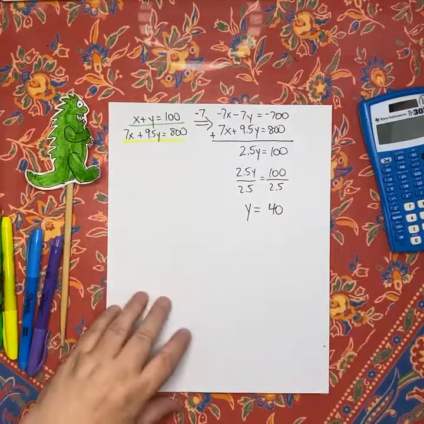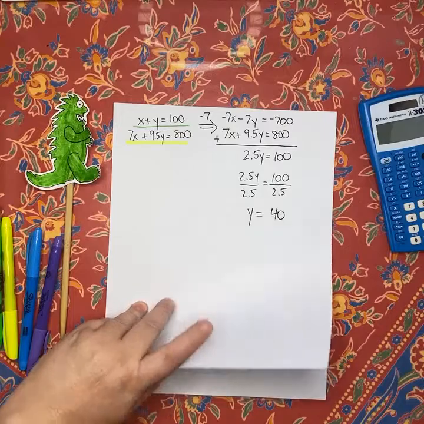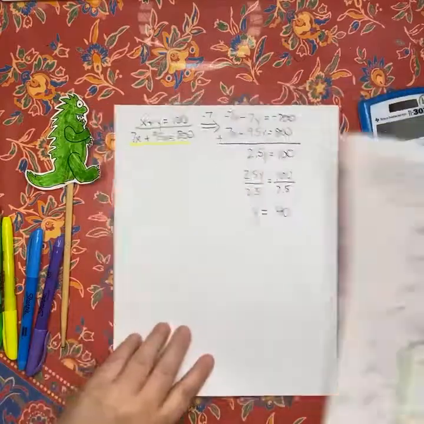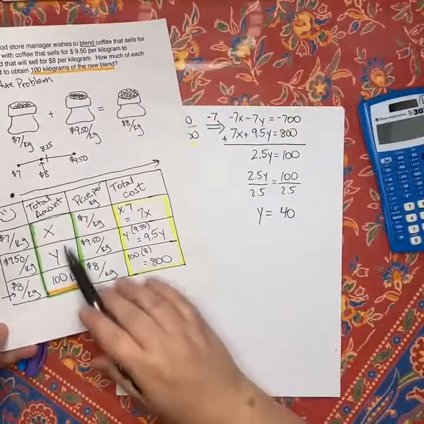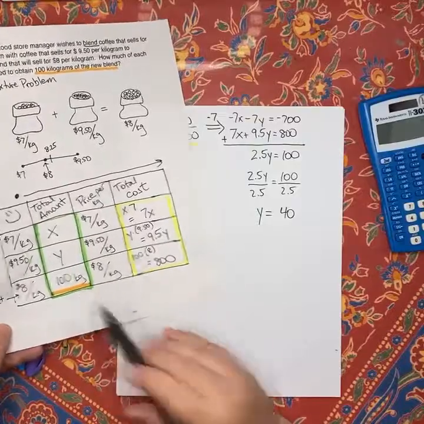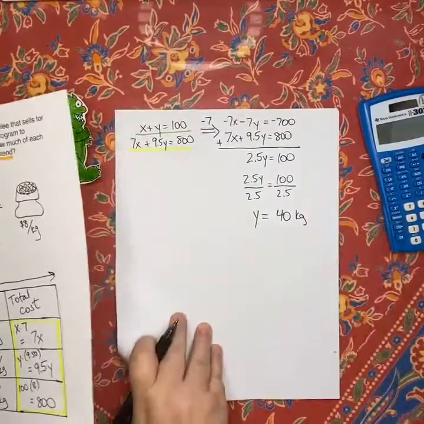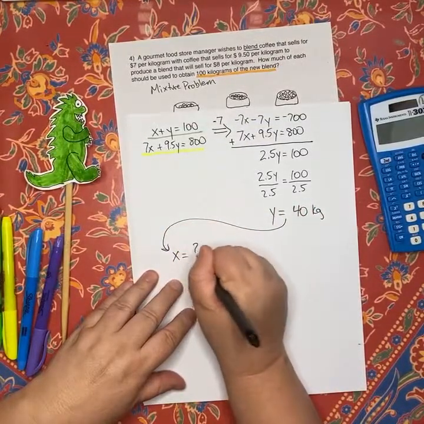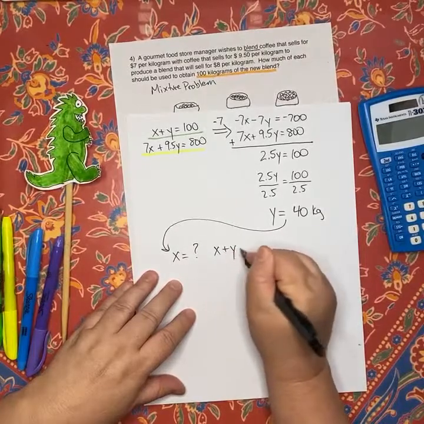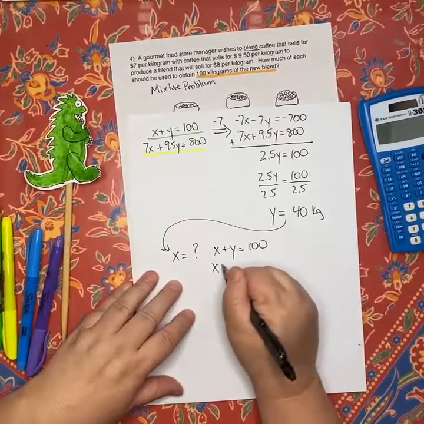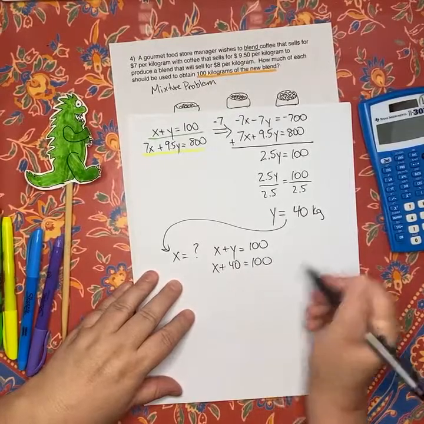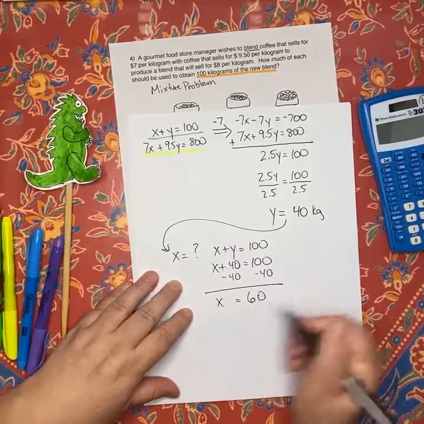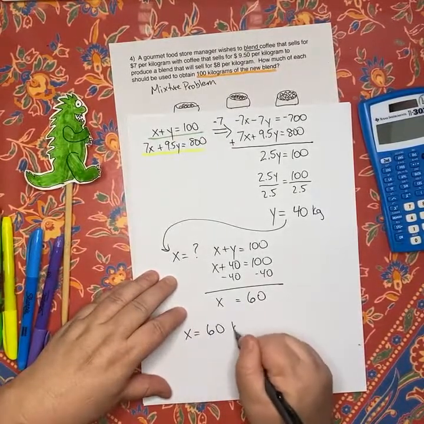And again, I look back at the original problem. Where did I put the original problem? I ate it. Did I really eat it? No, there it is. The original problem, and I remind myself that y and x are being measured in kilograms. And then I say, okay, I need to find x. I've got x plus y equals 100. So x plus 40 equals 100. x equals 60. So x is 60 kilograms.